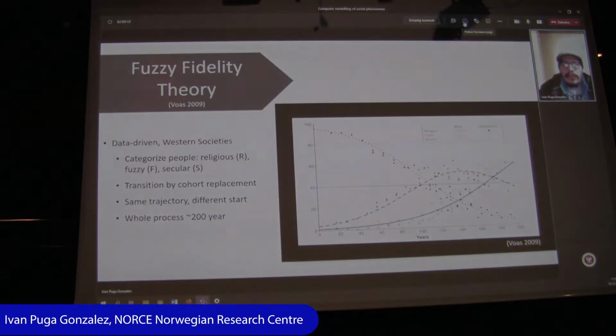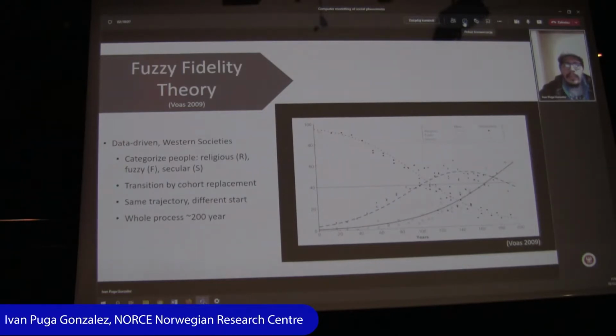So let's start really quickly with fuzzy fidelity theory that, as Conrad already mentioned, was a theory that David Voas came up with in 2009. This theory is what I will call a data-driven theory, because what he basically did is that on the basis of the questions asked in the European Social Survey, the questions related to religiosity, of course, he categorized people as religious, fuzzy, and secular individuals. And then after looking visually at that data, he managed to stick the pieces of data together between countries, and he observed something like this, as you can see here in the graph.